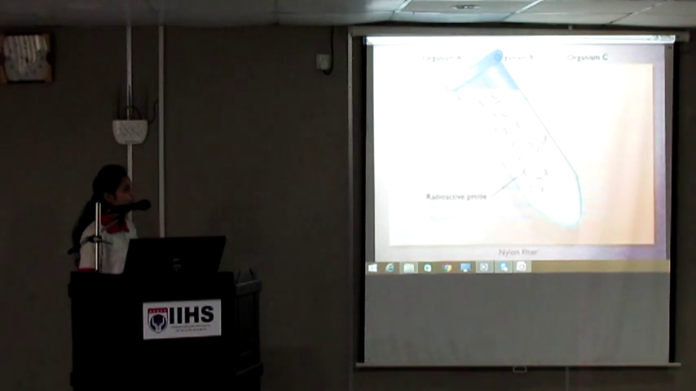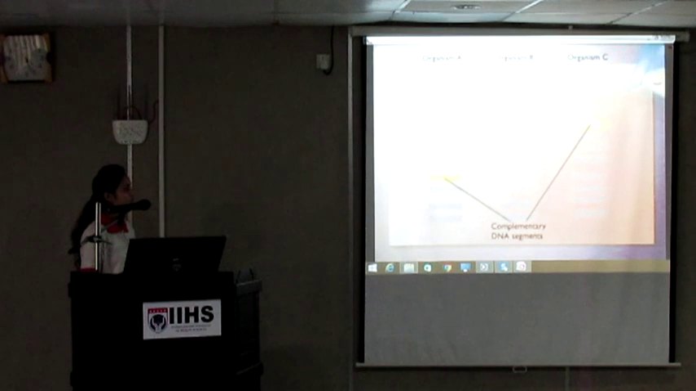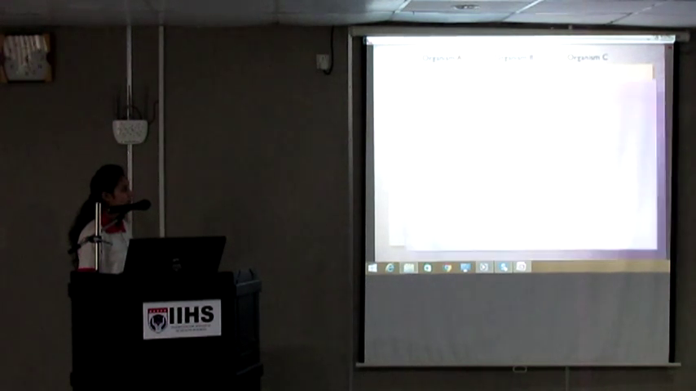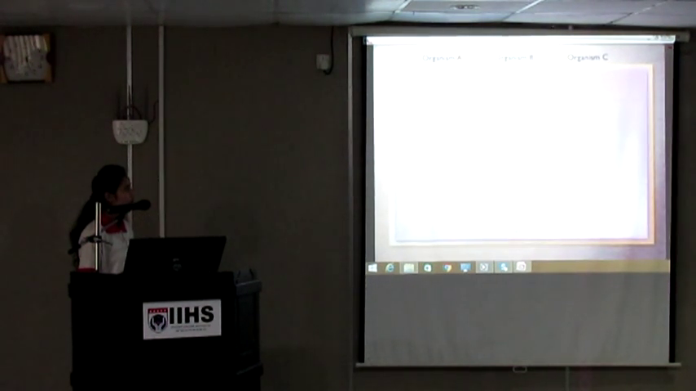Next, the radioactively labeled nucleic acid probe is added. The probe binds to complementary DNA segments. Note that the DNA segment being probed is not present in organism B. To detect the position of the radioactive probe, the nylon membrane is covered with an X-ray film. After development, the positions of the probe become visible.